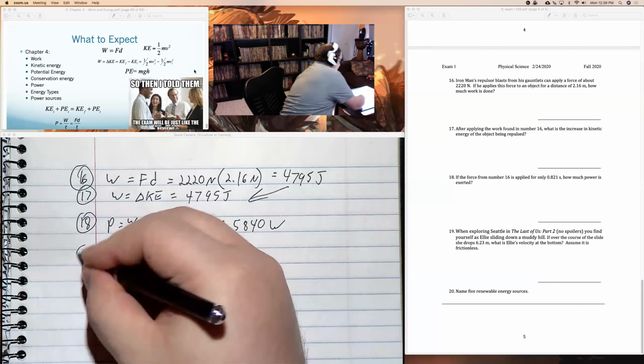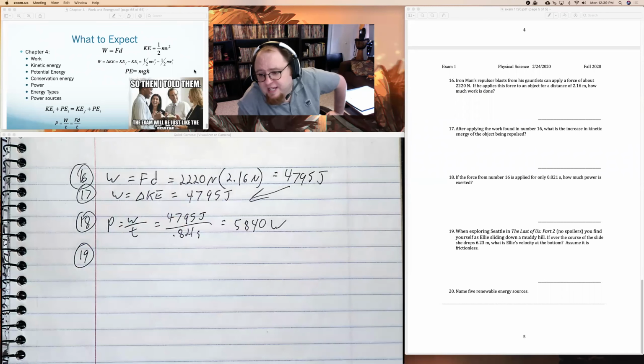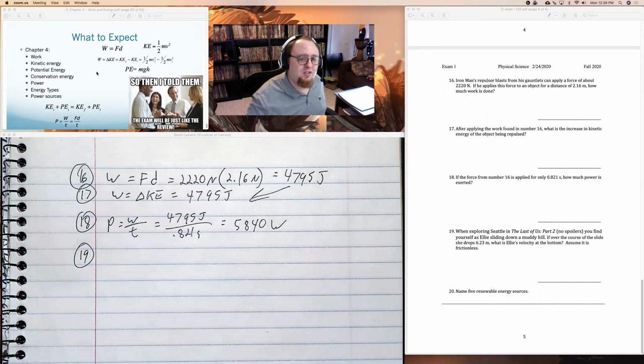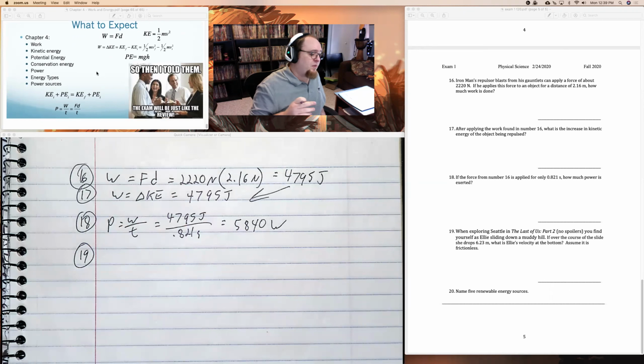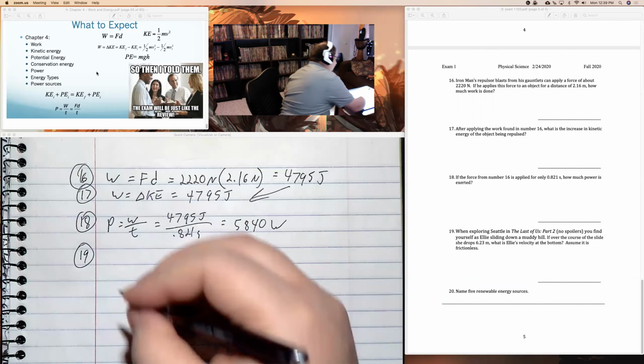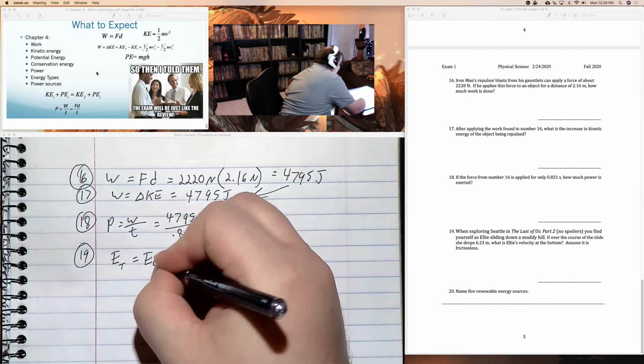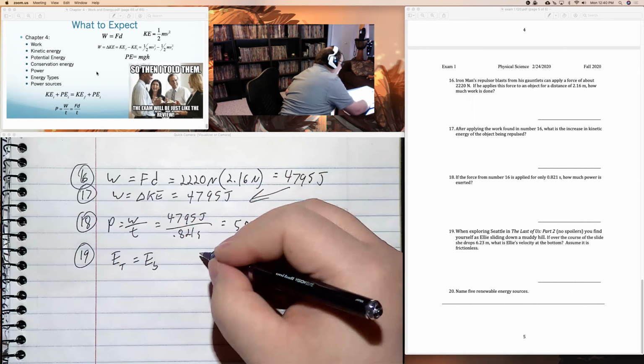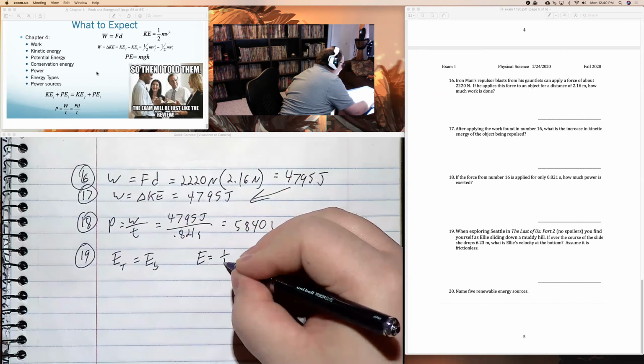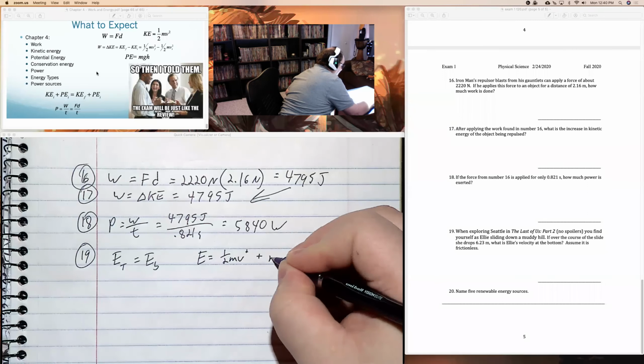Let's do number 19. When exploring Seattle in The Last of Us Part 2, you find yourself as Ellie sliding down a muddy hill. If over the course of the slide she drops 6.23 meters, what is Ellie's velocity at the bottom? Assume it is frictionless. Anytime you have something changing height and therefore changing velocity, we can use conservation of energy. We can say the energy at the top of the hill equals the energy at the bottom of the hill, where the energy at either place is going to be kinetic energy plus potential energy.